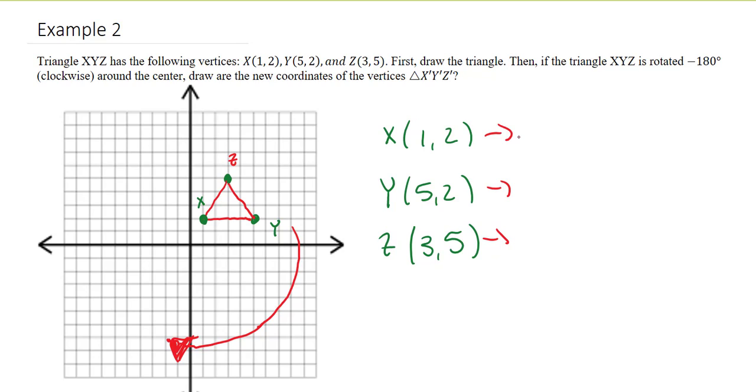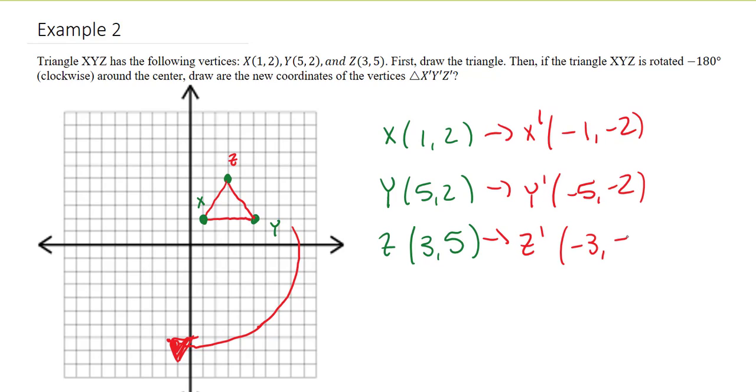If X is (1, 2), X prime then becomes (-1, -2). Y prime becomes (-5, -2). And Z prime becomes (-3, -5). So all we did was change the signs of the old points. All these numbers are positive, and we made them all negative because we rotated 180 degrees. So let's go ahead and plot these.